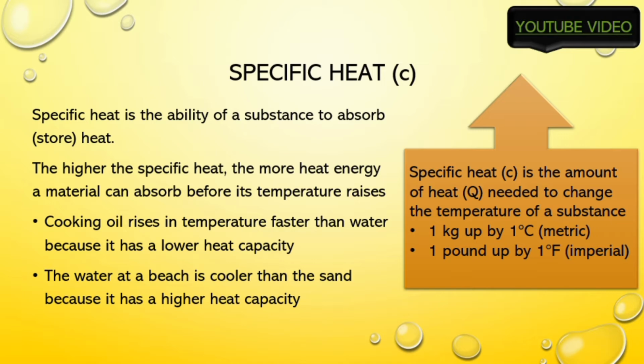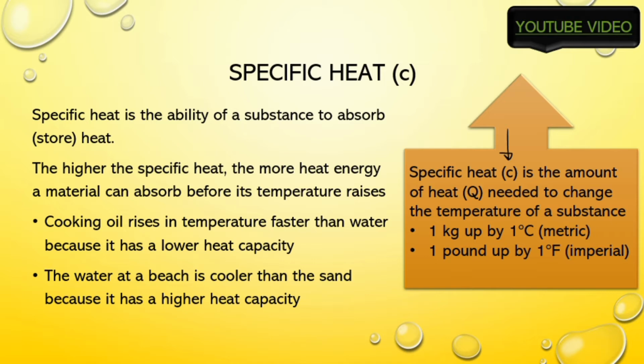When we talk about specific heat capacity, or specific heat, I'll say, that just means, and the variable is a little c, that's really kind of pinning it down, the amount of heat that we need to change the temperature of a substance. So we're going to say we're going to change it by 1 kilogram and raise that by 1 degree Celsius. Or we're going to take 1 pound and raise it by 1 degree Fahrenheit. Okay? So if you have a good high specific heat, like water, the more heat you can absorb without changing your temperature.